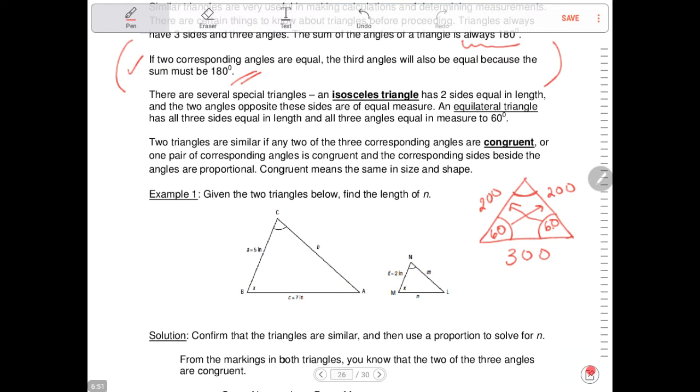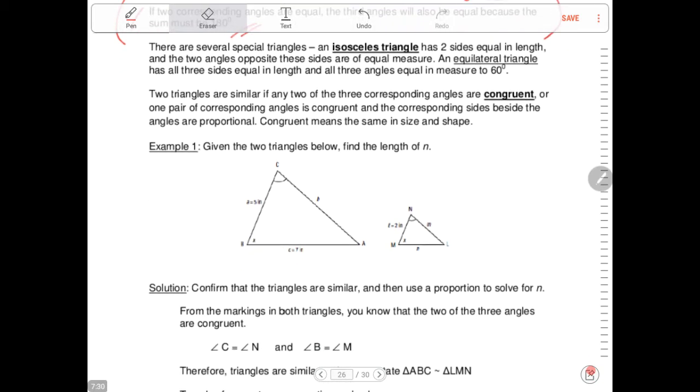Okay, now, two triangles, let's move on to the next part. It says, two triangles are similar if any two of the three corresponding angles are congruent, or one pair of corresponding angles is congruent, and the corresponding sides beside the angles are proportional. Congruent means the same in shape and size. That sure is a mouthful, but let's see if we can break that down here a little bit. Okay, two triangles are similar if any two of the three corresponding angles are congruent or same in shape and size. So let's look down here at example one.